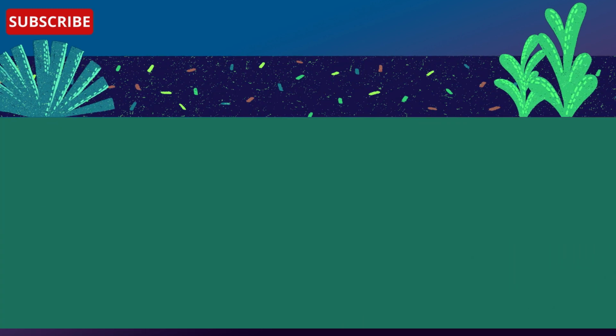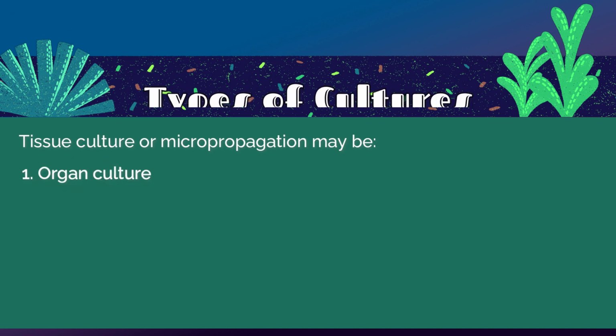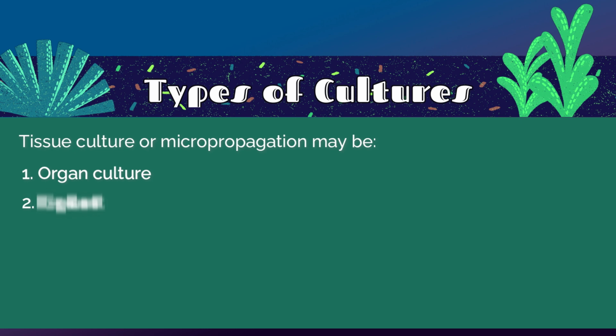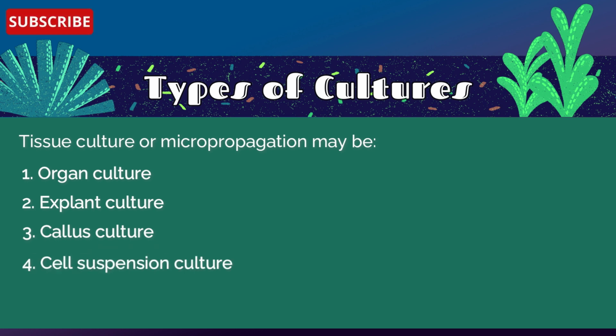Let's go into the types of cultures. Tissue cultures or micropropagation may be: number 1, organ culture; number 2, explant culture; number 3, callus culture; number 4, cell suspension culture; and lastly, number 5, protoplast culture.